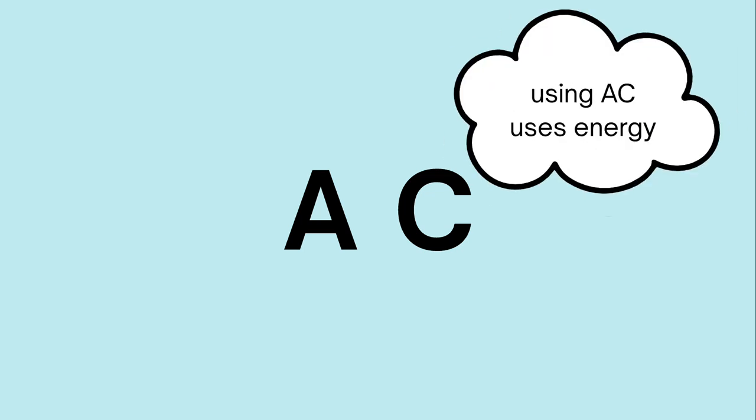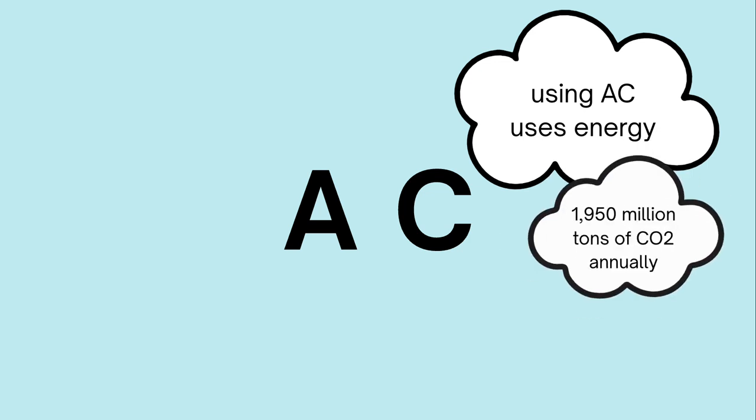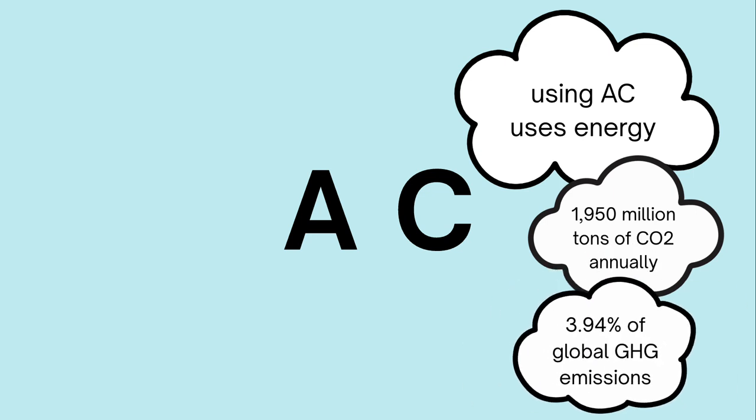While that cool air can feel refreshing, there are some really big problems with your air conditioning unit. Firstly, using AC takes a lot of electricity. AC is responsible for approximately 1,950 million tons of carbon dioxide annually, which is around 3.94% of global greenhouse gas emissions. That's a lot of heating up the planet we do in order to cool ourselves down.